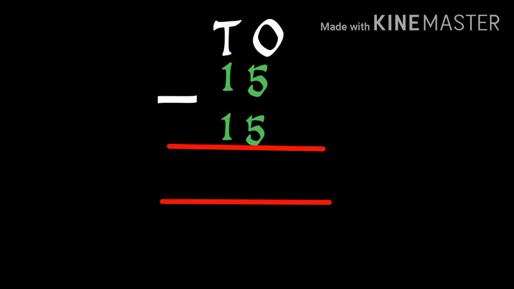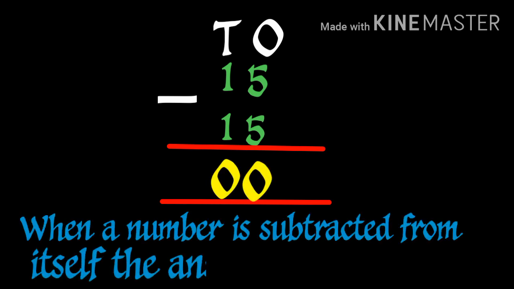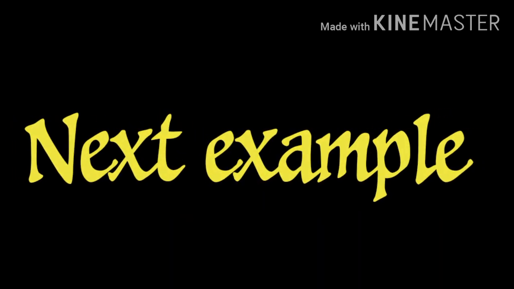Now let us solve the sum. 15 minus 15 is 0. This tells us when a number is subtracted from itself, the answer or the difference is always 0. Now let's take the next example.